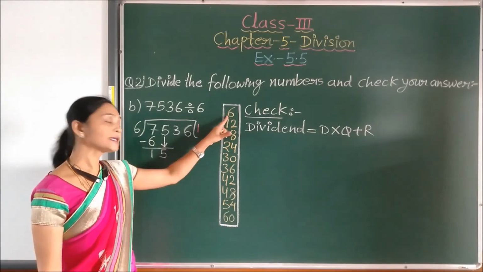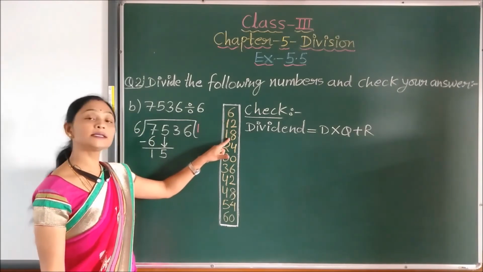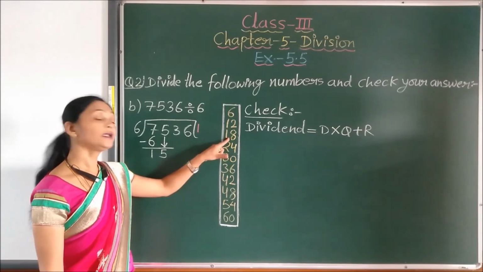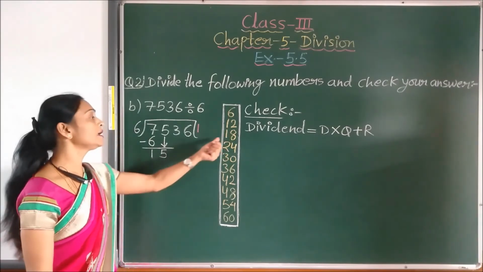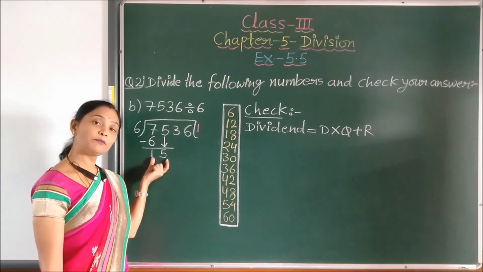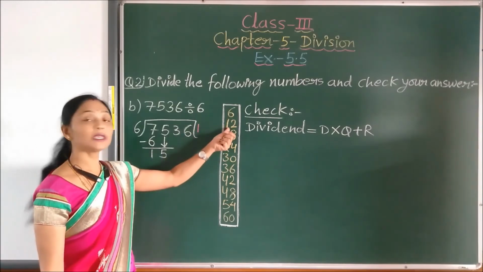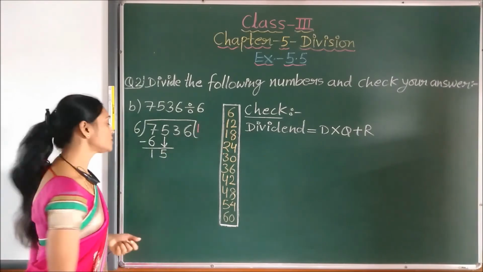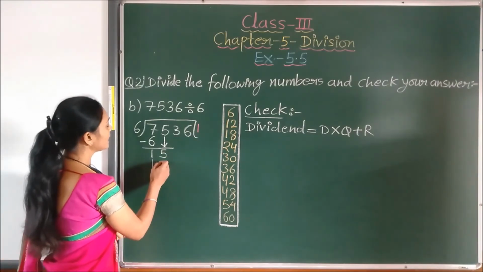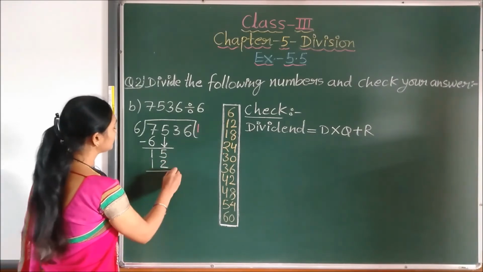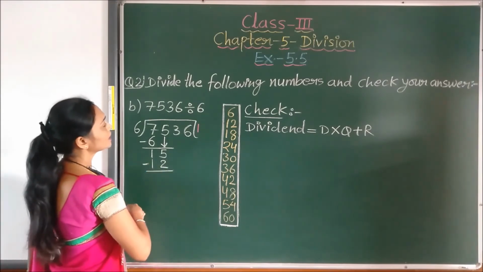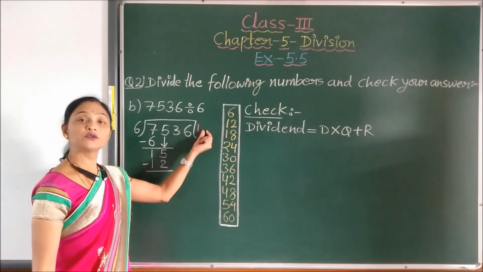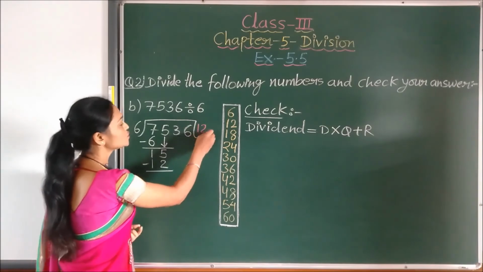See, 6 ones are 6, 6 twos are 12, 6 threes are 18. If we read 3 times, we get 18, which is more than 15. So it means we may read only 2 times. 6 ones are 6 and 6 twos are 12. So here we have to write this 12 and subtract, and here we have to write 2.